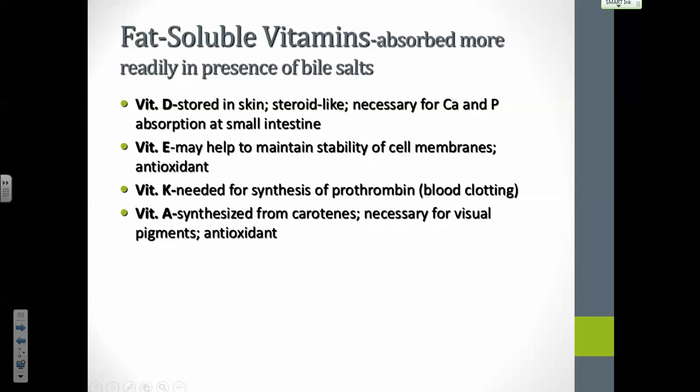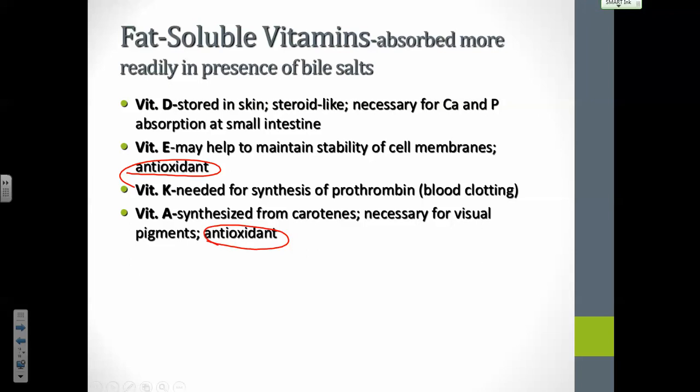Vitamin D can be stored in the skin. It is structurally kind of like a steroid, but without vitamin D, you can't absorb calcium from the foods that you eat. We've already learned that, right? Okay, vitamin E. We hadn't learned anything about vitamin E, but it's interesting. A long time ago, it was considered the youth vitamin, mainly because it helped keep cell membranes stable. But today we know that it acts as an antioxidant, as does vitamin A.